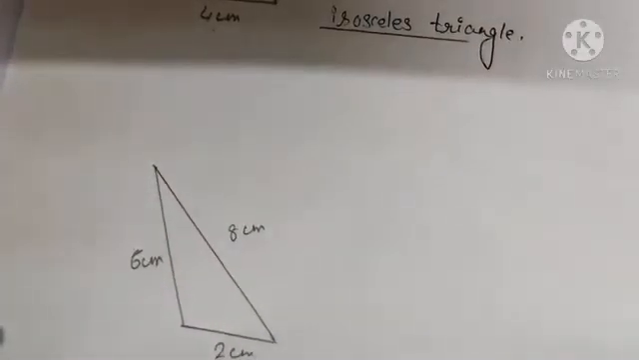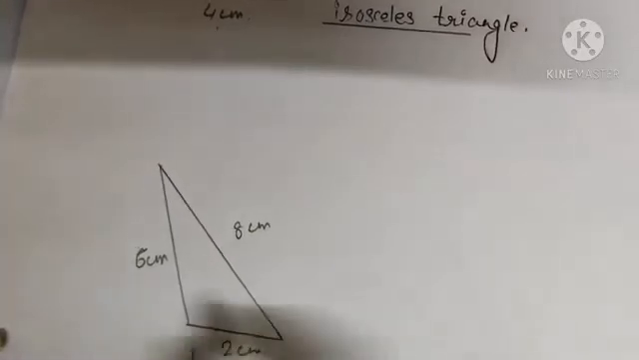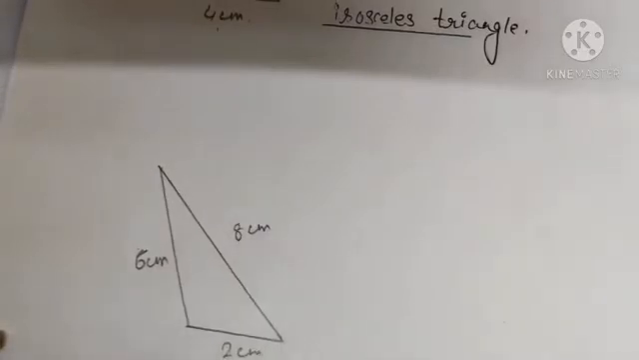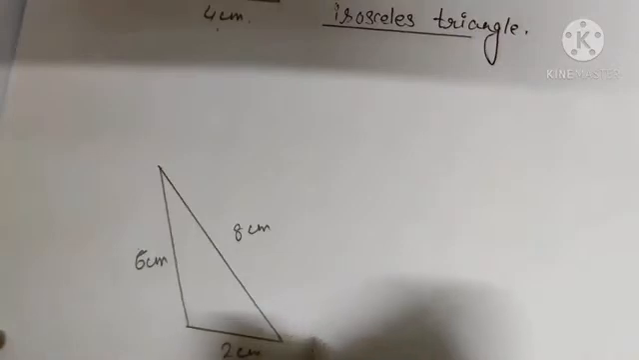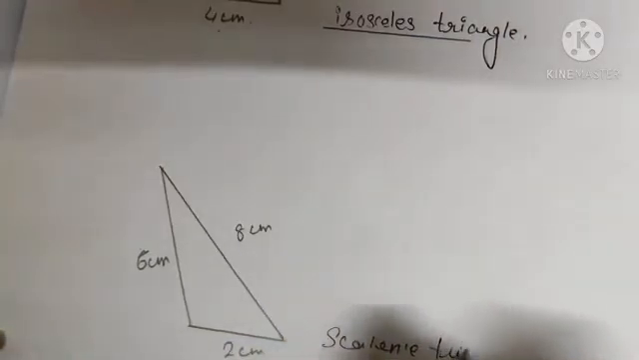Now here, a triangle whose all sides are different in length is called a scalene triangle. Here all the sides are different. This is 6 centimeter, this is 8 centimeter and this is 2 centimeter. So this is a scalene triangle.